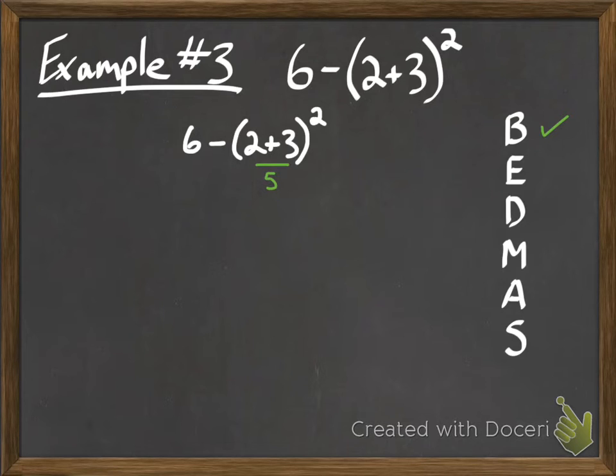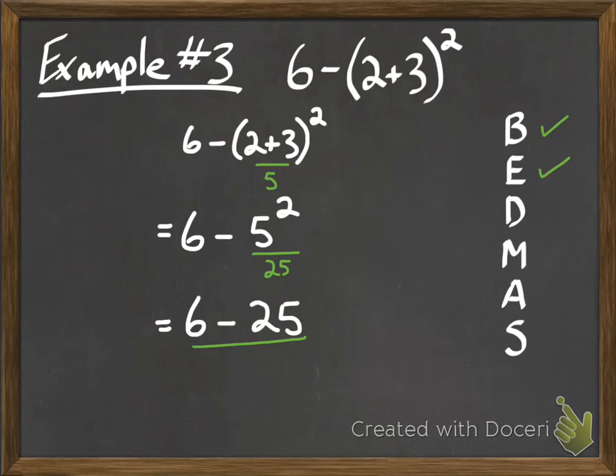Okay, so now we're just going to rewrite our expression. So we have 6 minus 5 squared. So now continuing on with our order of operations, do we have exponents? Yes, we have 5 squared. So we know 5 squared gives us 25. So now we can simplify our expression again to get 6 minus 25.